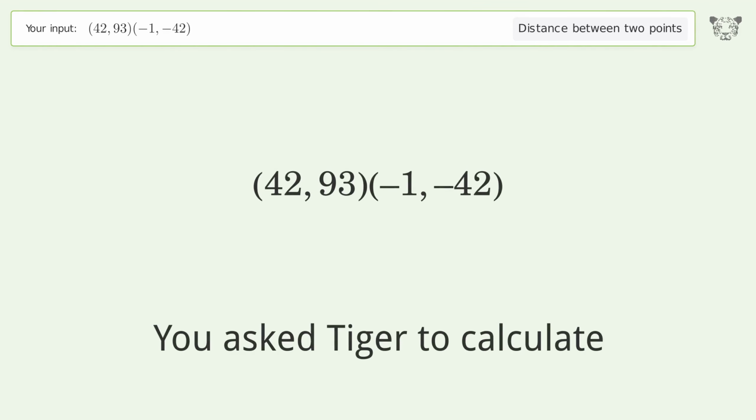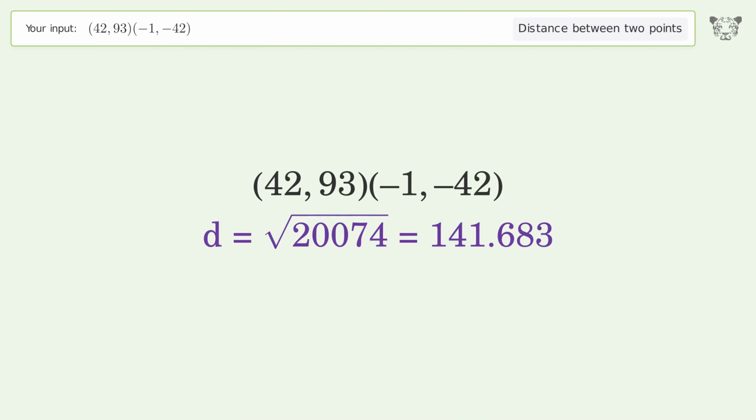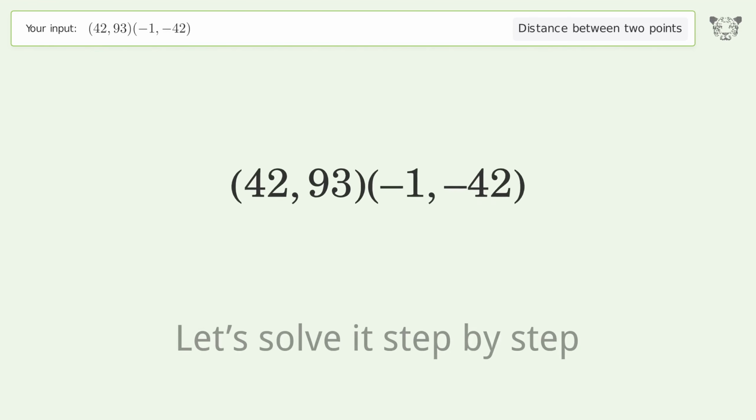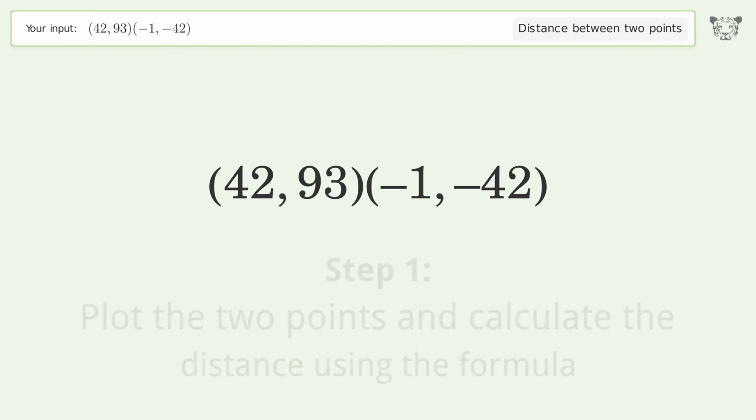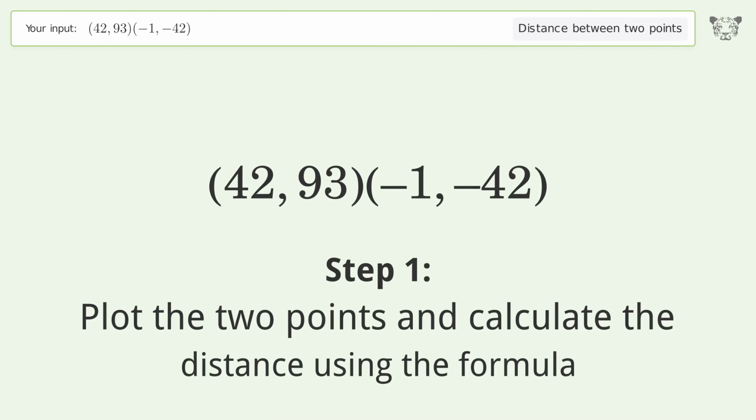You ask Tiger to calculate. This deals with the distance between 2 points. The distance between the 2 points is the square root of 20,074, or 141.683. Let's solve it step by step. Plot the 2 points and calculate the distance using the formula.